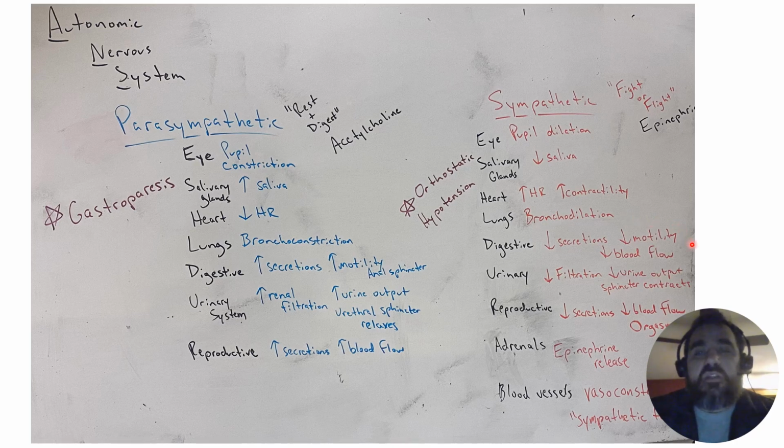Digestive system: decreased secretions, decreased motility, decreased blood flow. Urinary system: decreased filtration because of less blood flow to the kidneys, which will decrease urine output, and the internal sphincter contracts, just like the anal sphincter is going to contract. Reproductive system: decreased secretions, decreased blood flow, unless you're already sexually active. Well, then we need some sympathetic outflow at the end to produce orgasm.